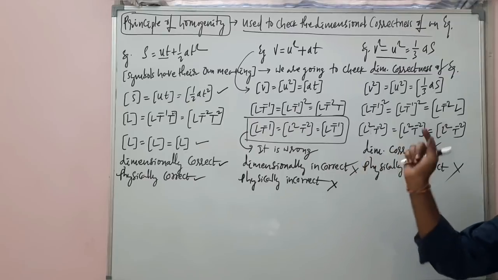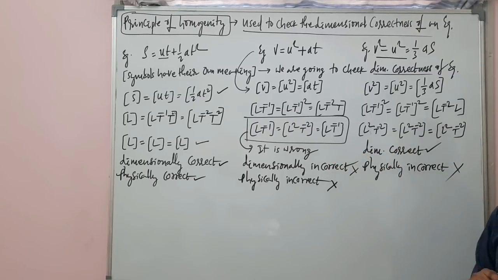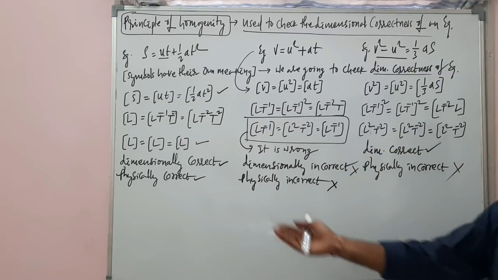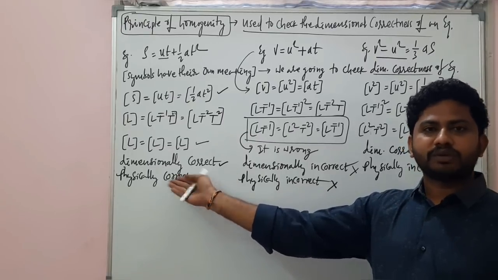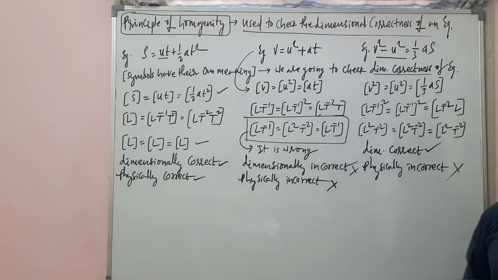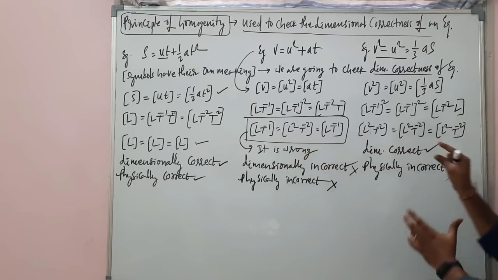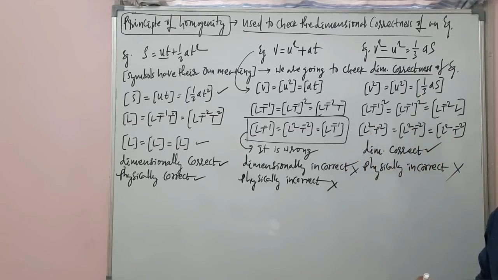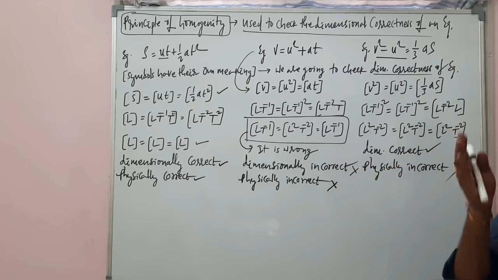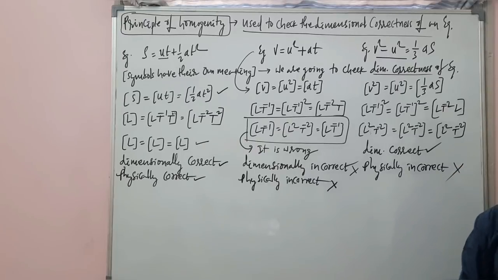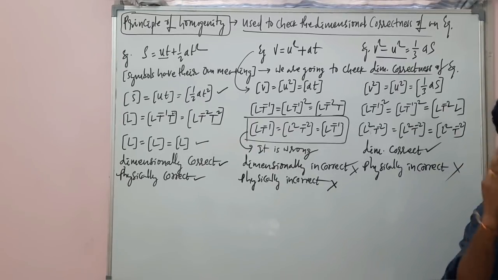Wherever you can see the dimensionally correct thing, two possibilities are there. The given equation may be physically correct or may not be correct. It doesn't mean that when you get dimensional correctness for your given equation, the physical correctness will be possible. I hope you got the point.